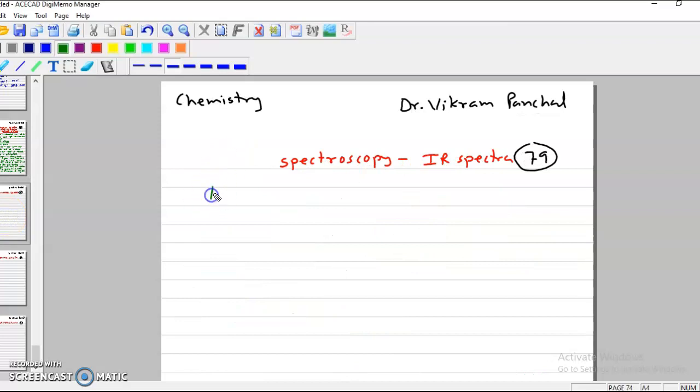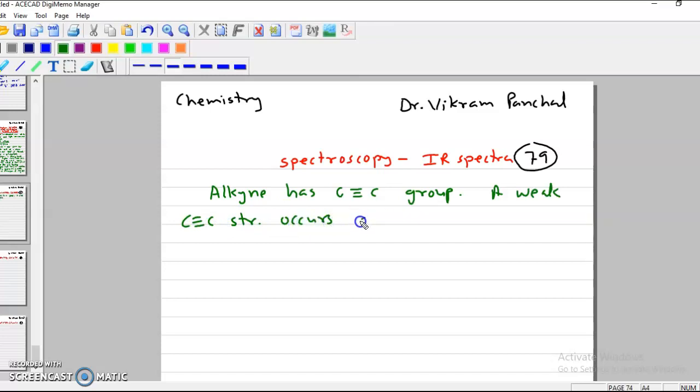Alkyne has a C triple bond C group, a weak C triple bond C stretching occurs at about 2260 to 2100 centimeter inverse.